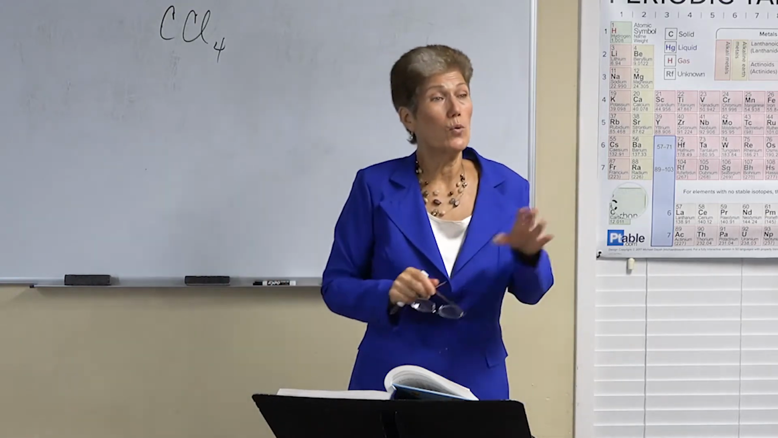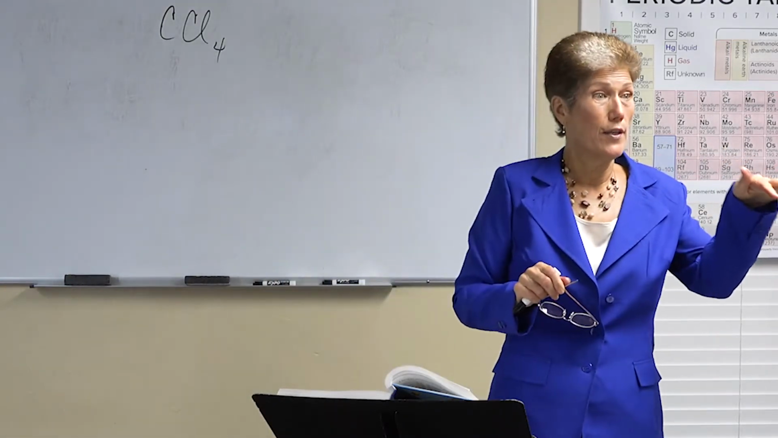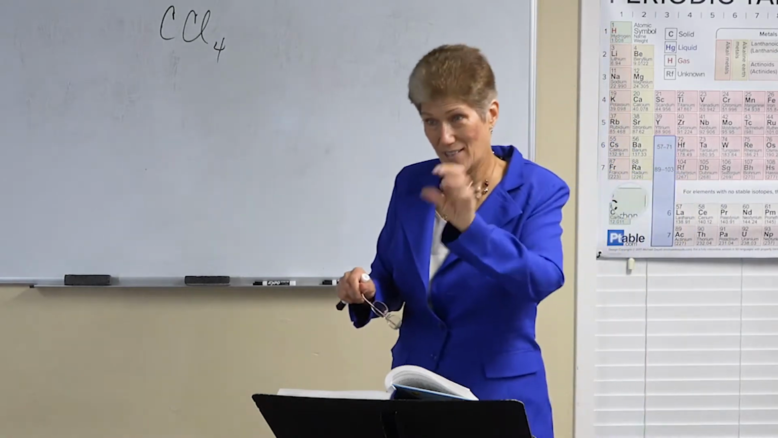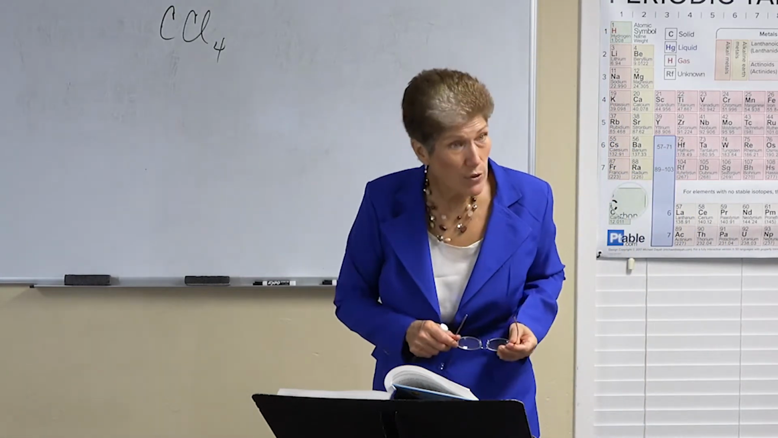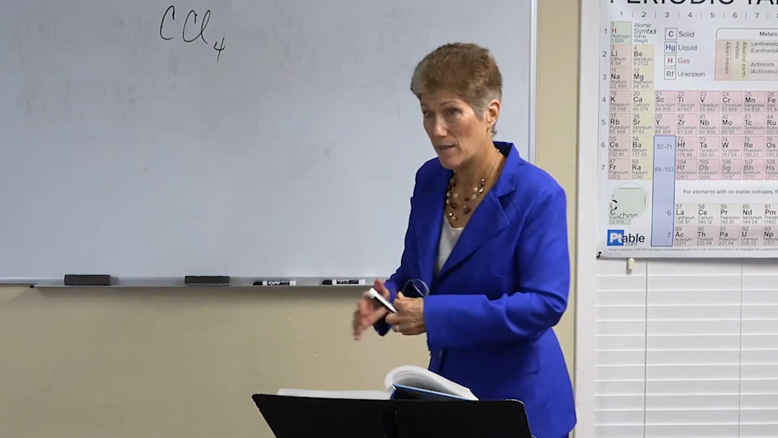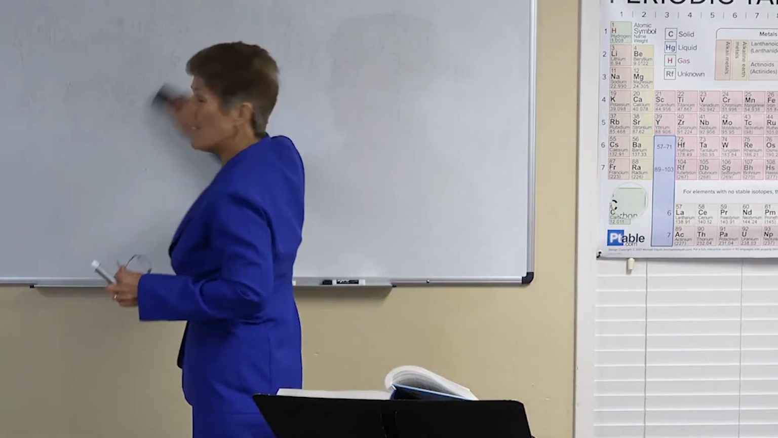So if you only had one chlorine at the end, it would say monochloride, and that mono tells you, doesn't it? It tells you it's a covalent compound because you're not going to have those names in ionic compounds, correct? Are we good? Are we getting this?